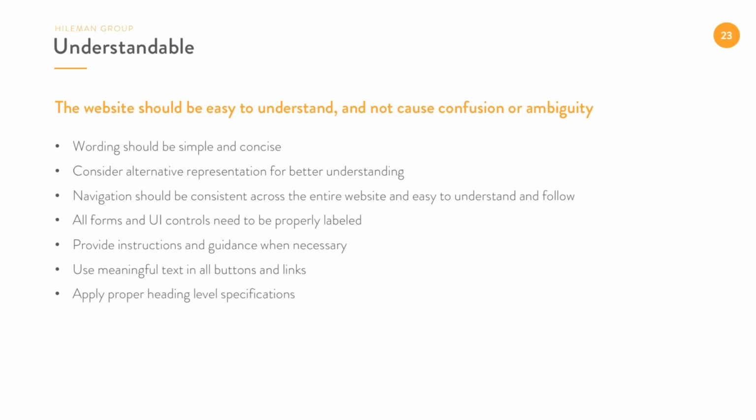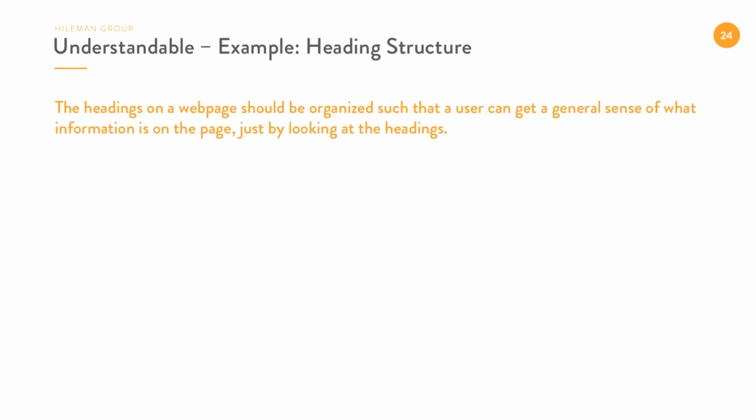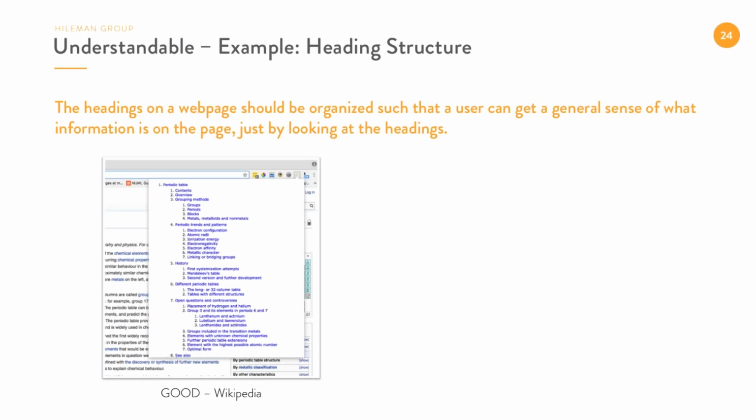And also apply proper heading level specifications. Similar to what we mentioned about all forms and UI controls needing to be properly labeled, same for heading levels. We need to make sure that the screen readers know where they're going. So just some examples. These are some heading structures. A very good example is Wikipedia. If you land on any Wikipedia article and you look at how the headings are structured, you know exactly where you're at all times. You know what goes under which part of the article, and you're never going to get lost.